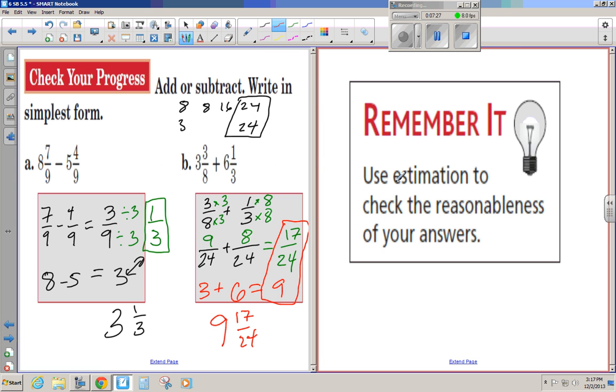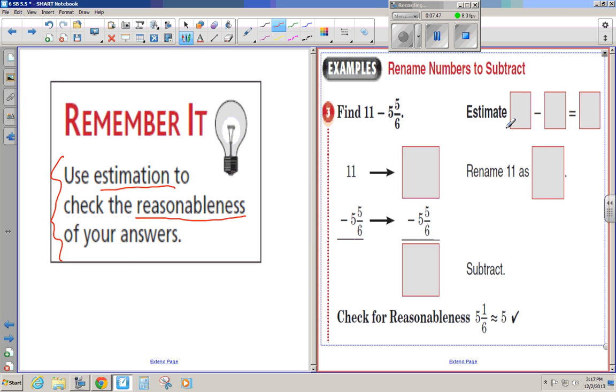All right, remember, use estimation to check the reasonableness of your answer. Okay, this is a very important thing. The reasonableness means that if you're close to what you think your answer should be, then you can feel confident about your answer. So here, estimate. We're going to estimate by doing 11 minus 6, which should be 5. My answer should be close to that number right there. If it's not, then I've made a huge mistake.